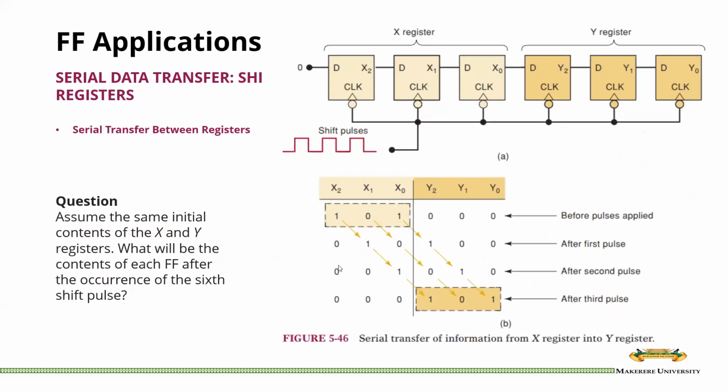Actually, this is what we have just done. We have shifted X2, which is 1011, or sorry, 101 into that, which is 101 after 4 pulses. So after 3 pulses, I usually like to add something called pulses, but here they have said before pulses applied, so initial, after first pulse, after second pulse, after third pulse.